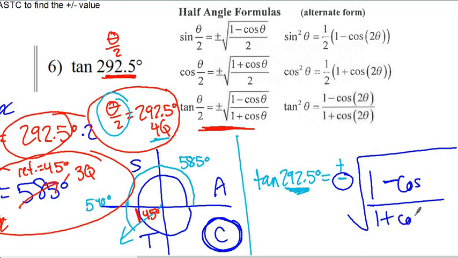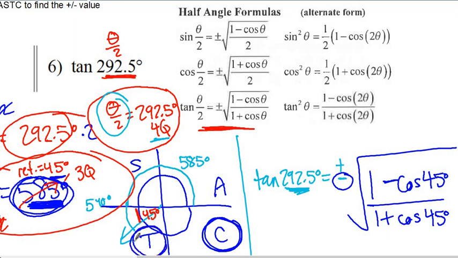cosine of theta. And we found out what theta is. Theta is 585, or we could use the reference angle of 45, and that will be easier for us. Remember, since theta is 585, it has a reference angle of 45. Since theta is 585, that puts us in this quadrant right here, because we drew out the angle on this circle. 585 put us in the 3rd quadrant.